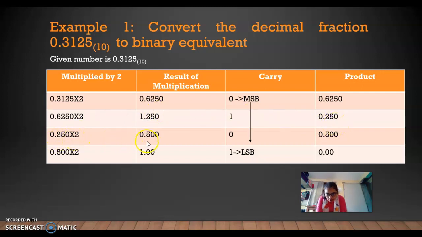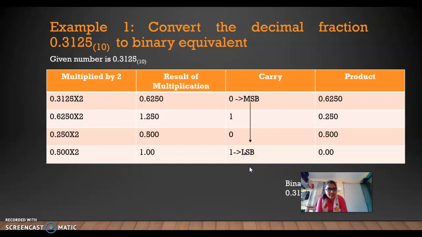0.250 times 2 is 0.500. What is the carry? Carry is 0. Keep the carry as 0 and the product is 0.500. Multiplying it again, 0.500 times 2 is 1.00. What is the carry? Carry is 1. Keep the carry as 1. What is the product then? Product is 0.00. We got the fractional product as 0. Let us stop multiplying here itself. What is the last carry we got? It is 1. Make it the LSB.